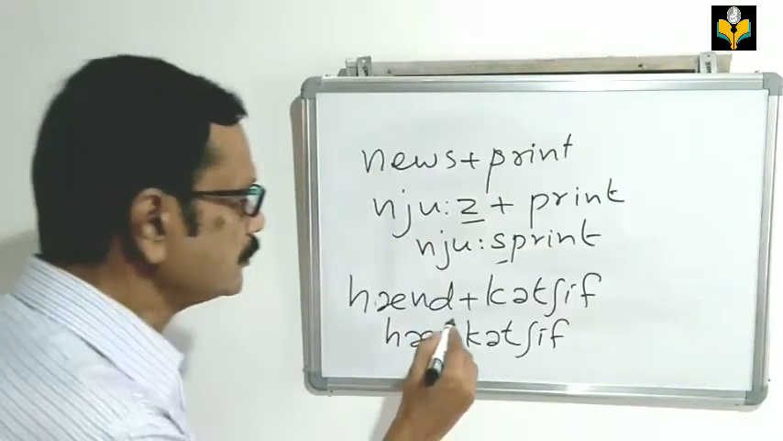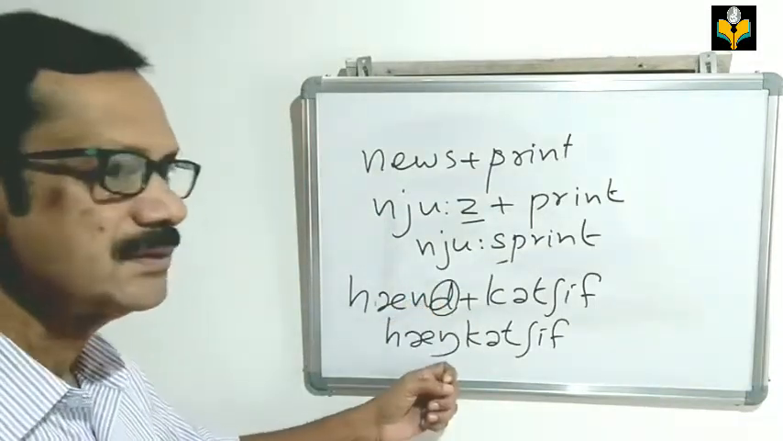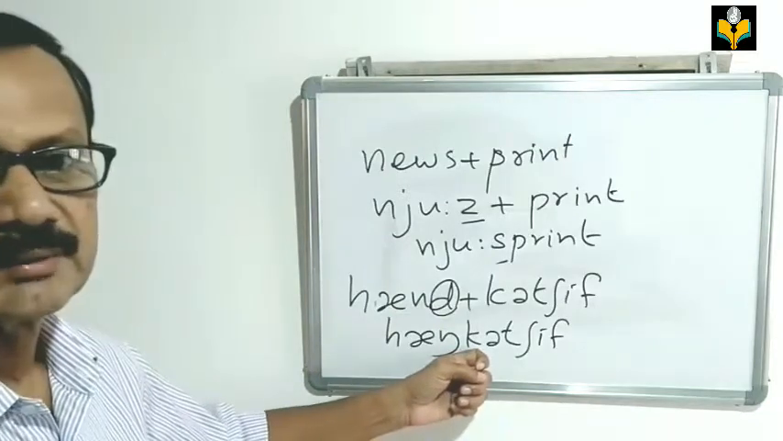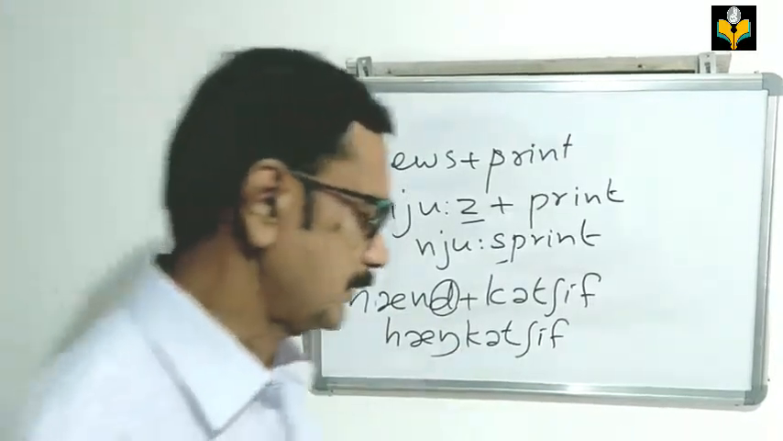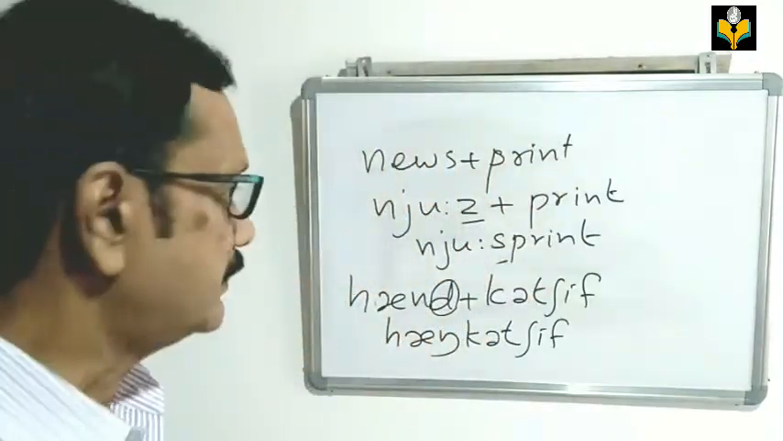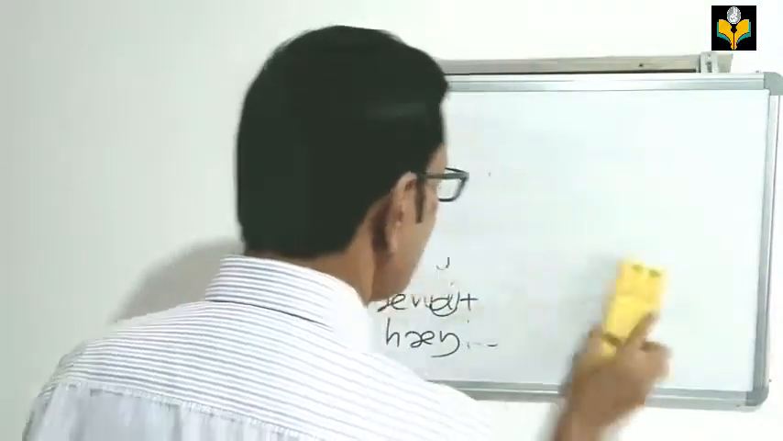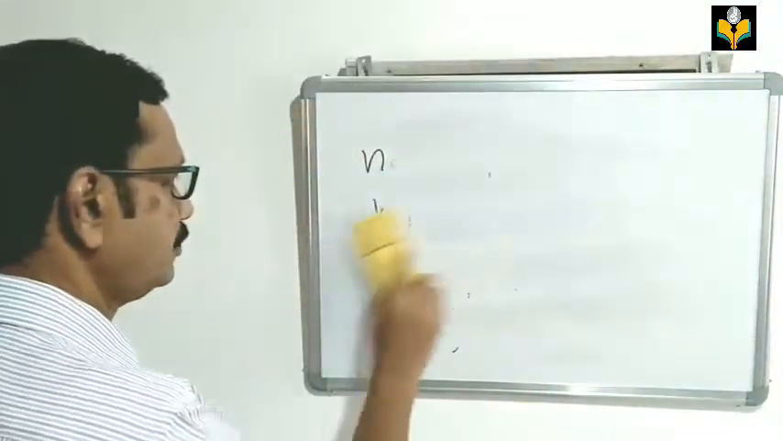Handkerchief. D is dropped, then N becomes N under the influence of K here. So that is also assimilation. Now we have told you about that. Now in assimilation there are two types of assimilation.